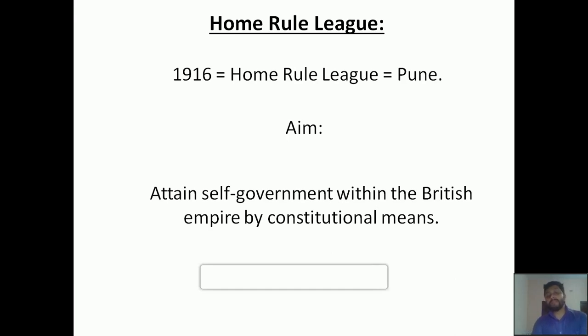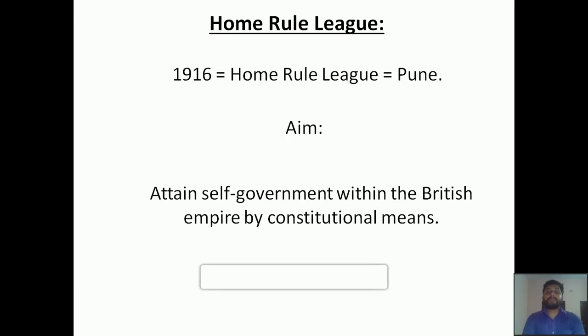Assertive nationalist leaders wanted complete freedom. They had the aim of getting complete freedom, but at the same time, by following constitutional means, they intended to get self-government within the British Empire. So in order to achieve this goal, he founded the Home Rule League.